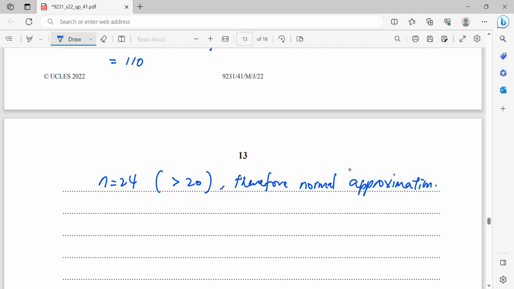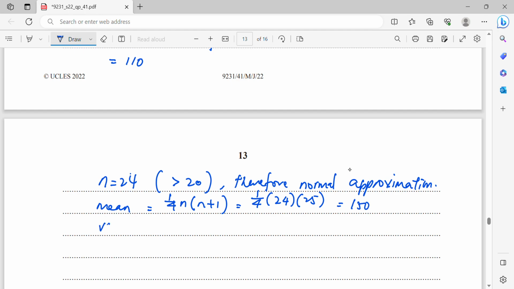For normal approximation, your mean is 1 over 4 times n bracket n plus 1. Now our n is 24. It becomes 1 over 4 multiplied by 24, multiplied by 24 plus 1, which is 25. And then you will get 150.